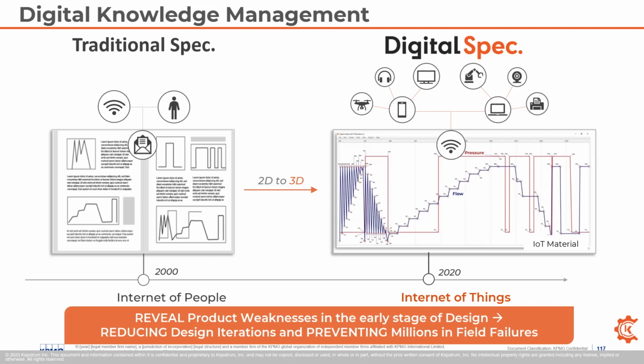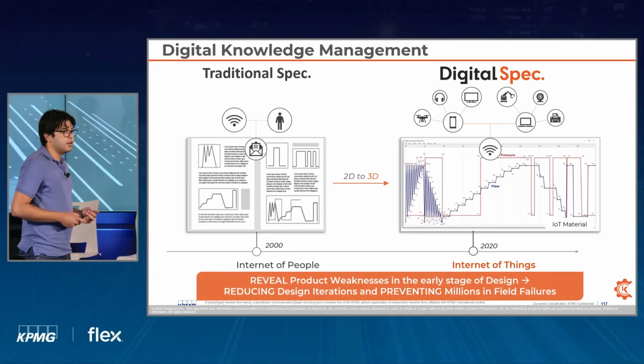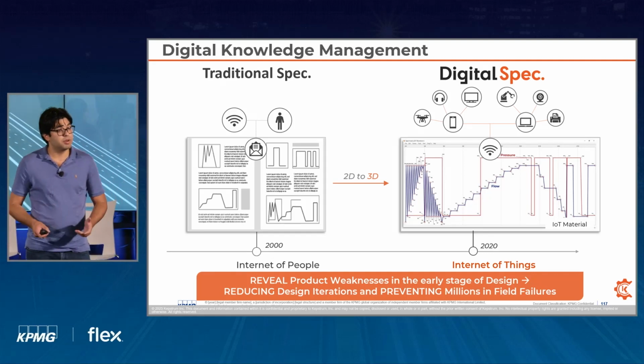So in the past few years, we developed an enterprise software to reveal product weaknesses in the early stages of design. This platform allows you to understand and digitize your product requirements into what we call digital spec. This digital spec takes your line item specification and transforms this into one functional graphic operating profile to simultaneously understand all your parameters and how they influence your product in real-world operation.